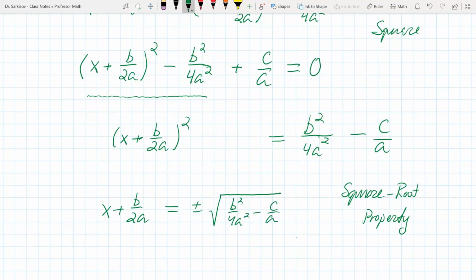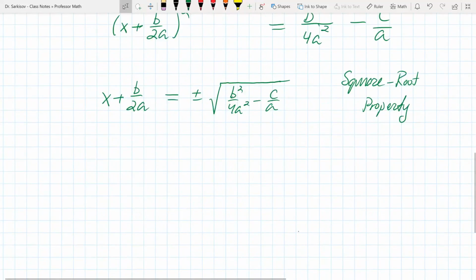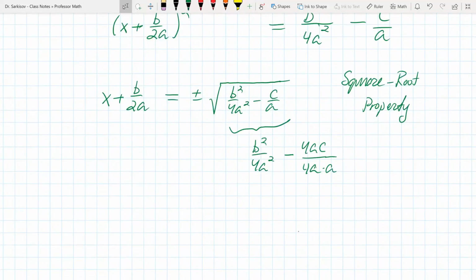Let's make it a little easier to look at, put it together. So this is a fraction, and we combine like terms. It's b squared over 4a squared, right? Make a common denominator of 4a squared, right? We already have an a there, so times 4a at the top and 4a at the bottom. And now we have a common denominator of 4a squared, and that's equal to b squared minus 4ac all over that 4a squared, right?